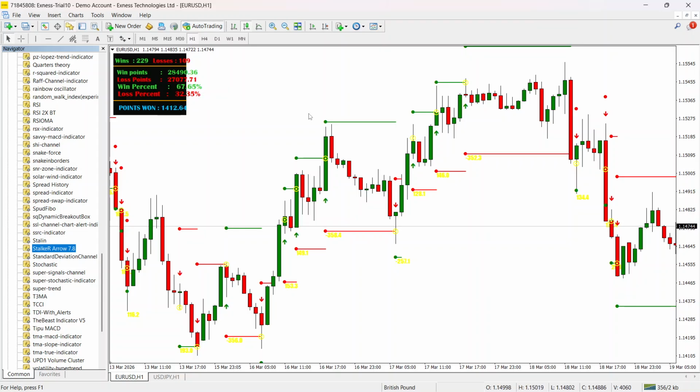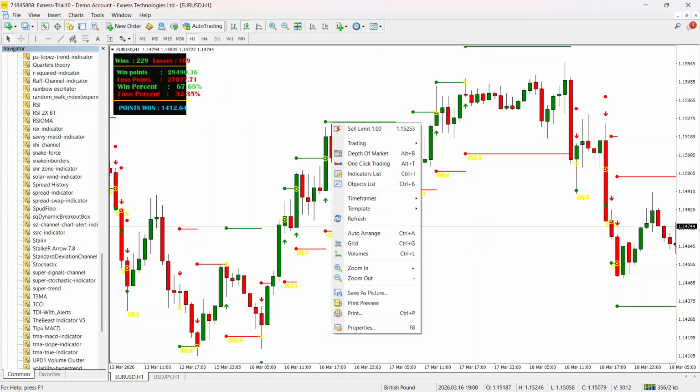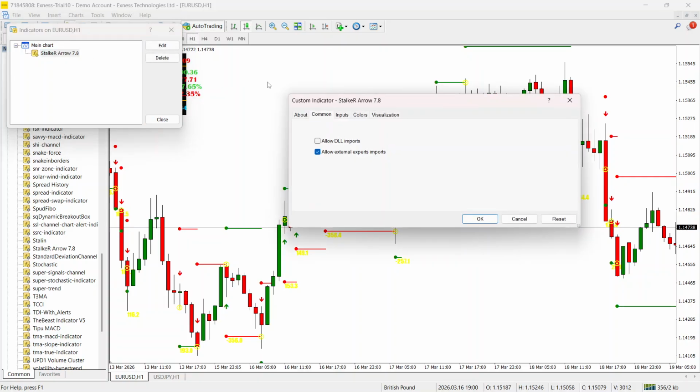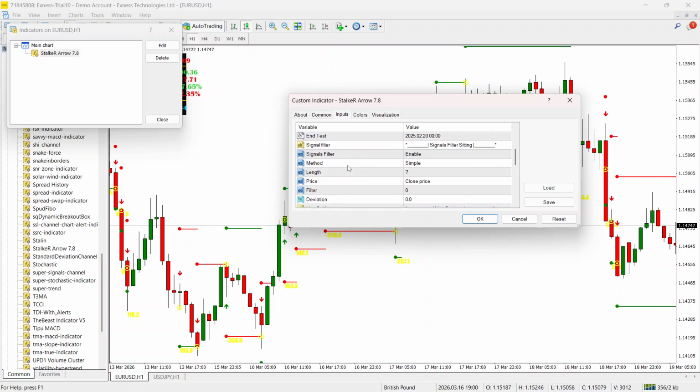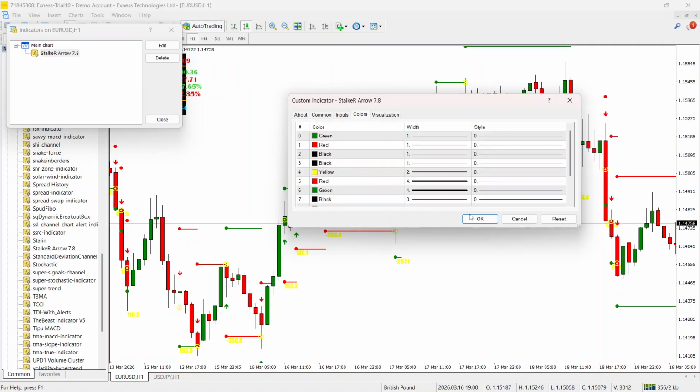Now if we move over to its settings, we can see the stalker period, the spread of points, the signal mode, and the take profit calculations. We also have the ATR period. We also have other variables that you can adjust to suit your trading style. You can also adjust the visual cues.